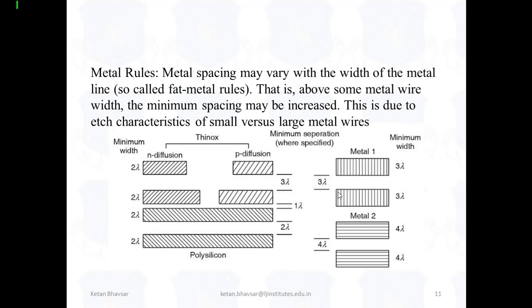And when we're talking about the minimum separation or minimum width, when we consider the metal, it should be 3 lambda, and between two metals it should be 3 lambda. When you're talking about metal 2, it should be 4 lambda. So these are the certain rules. You cannot break these rules.